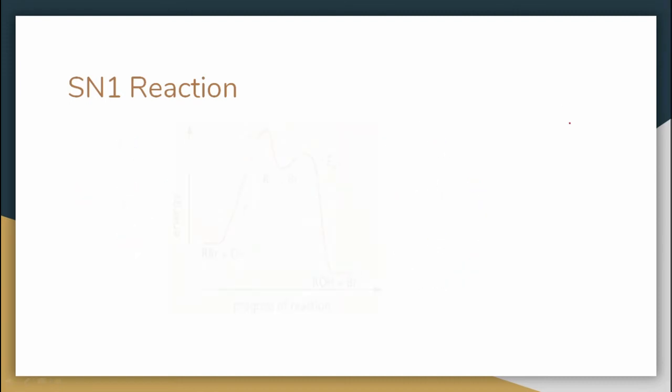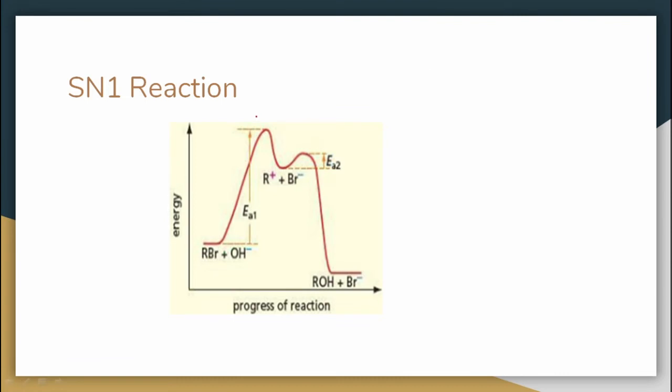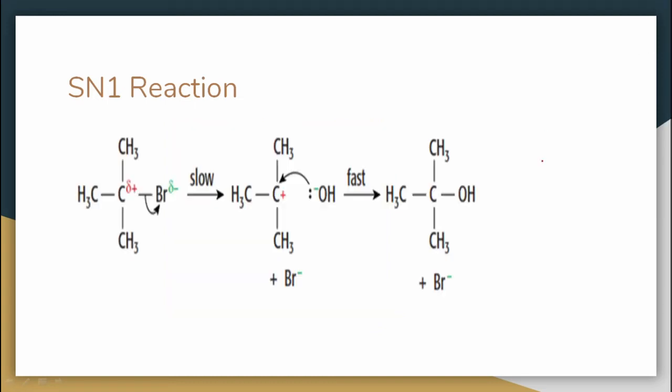Why is it slow and fast? Because of the activation energy required, as you can see, it's higher than the second one. That's why the first is slow and the second is fast. And I forgot to mention this is the SN1 reaction. As you can see, the carbon is a tertiary alkyl halide, because it is more stable, that means it's harder for it to react in one step. So that's why it has two phases.